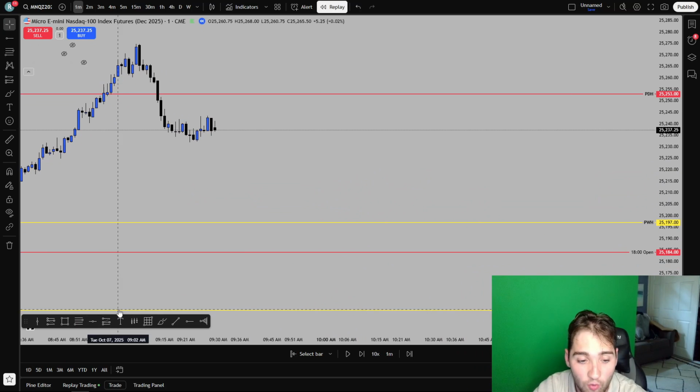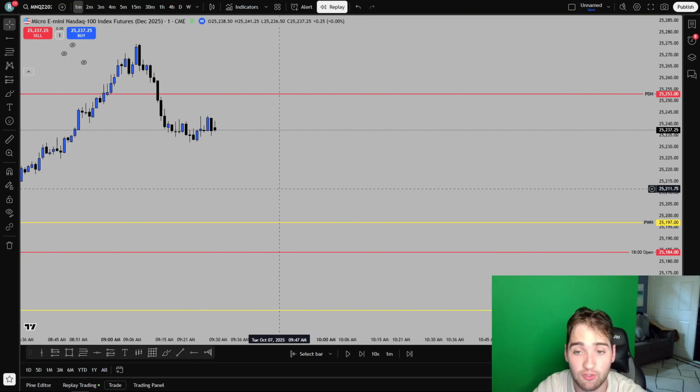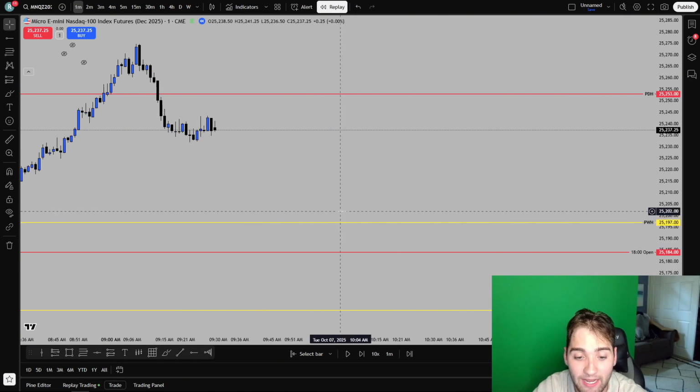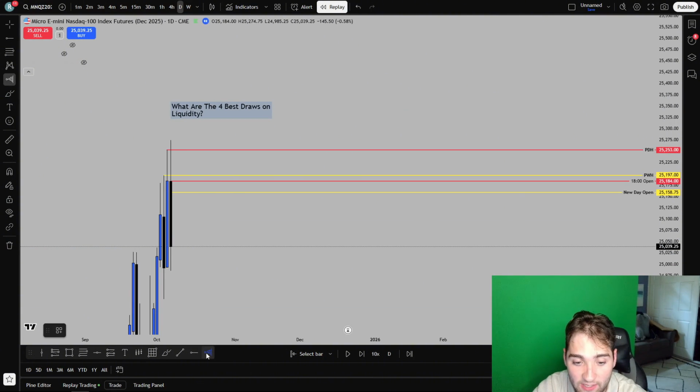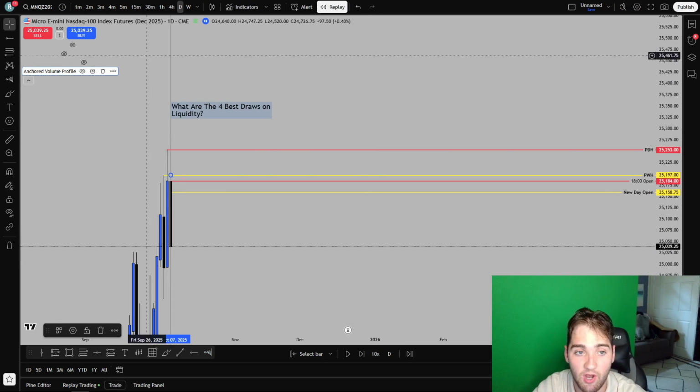When it comes to using these levels as a nice liquidity area, guys, what I like to do is go on the daily time frame. We're going to apply this thing called the anchor volume profile. We'll slap this on here.